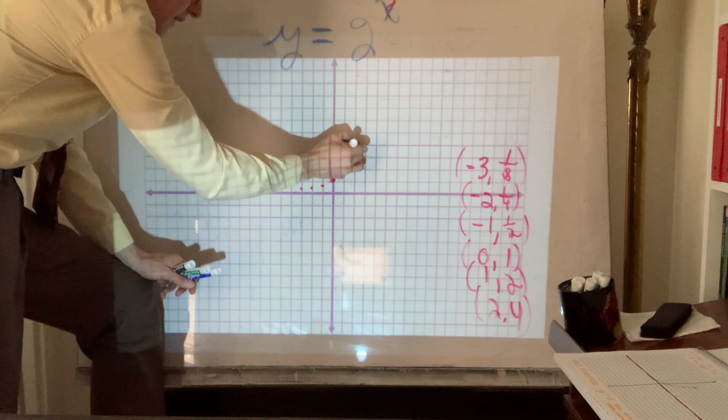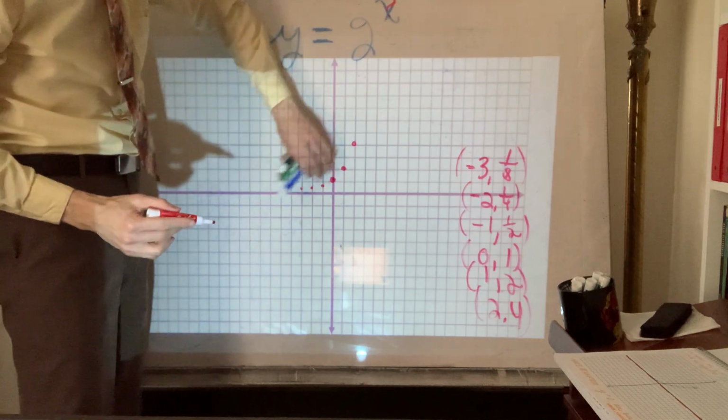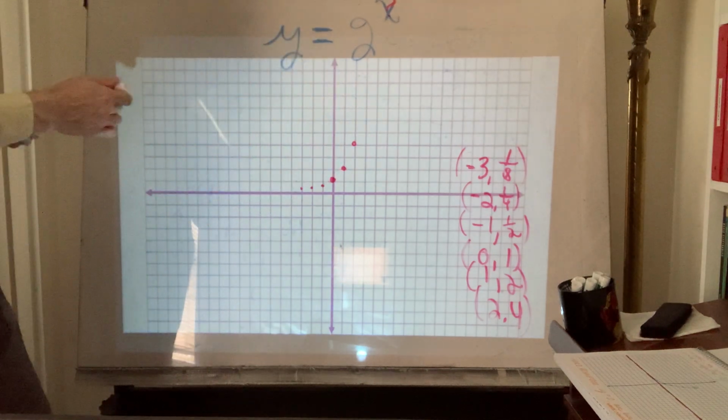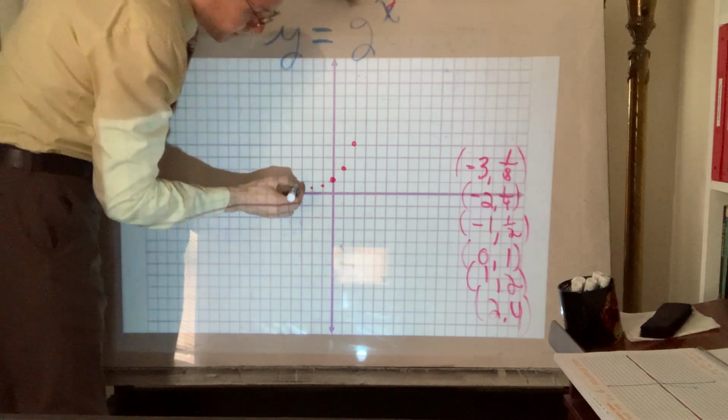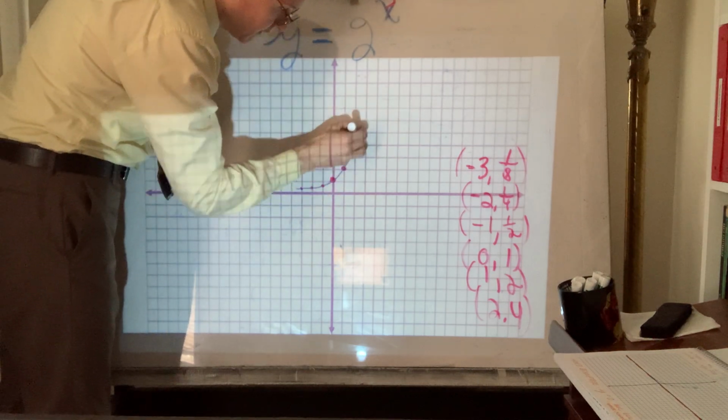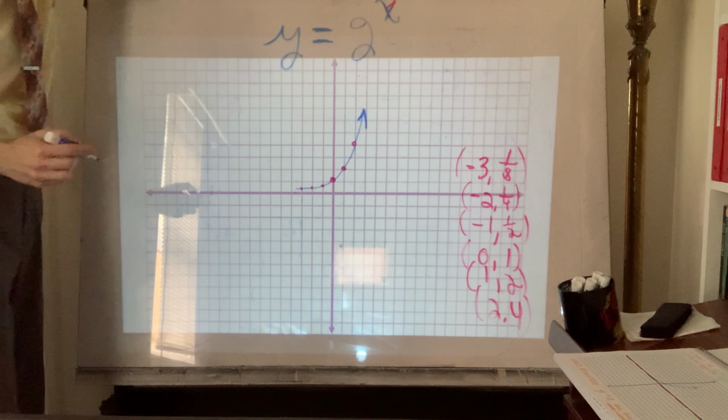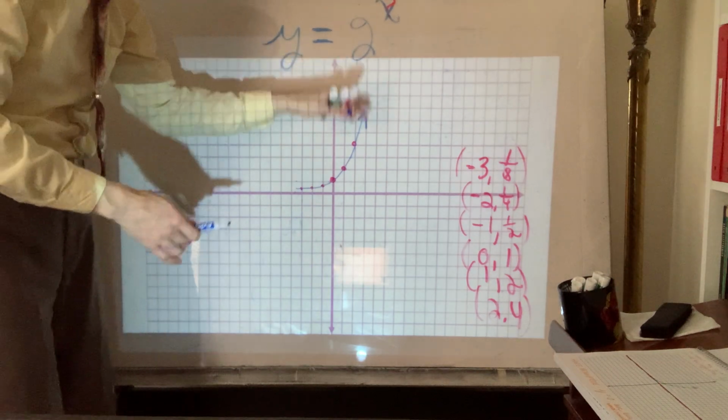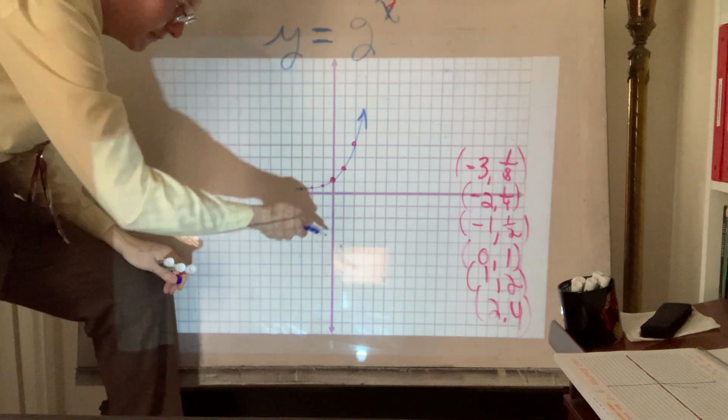2, 4. And you can see, especially since there's a pattern forming here, there's this sharp curve upward. Right? And that will trend like so. Virtually all exponential functions behave that way.